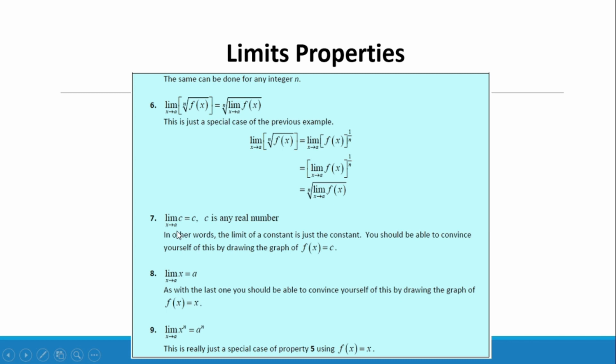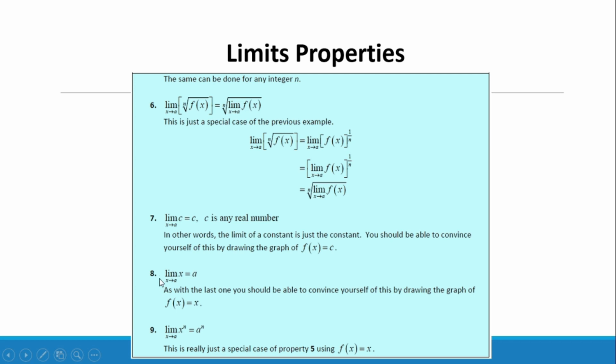Property number 7. The limit as x approaches a of c is equal to c, where c is any real number. In other words, the limit of a constant is just a constant. You should be able to convince yourself of this by drawing the graph of f(x) equals c. So any limit of a constant is always equal to c.